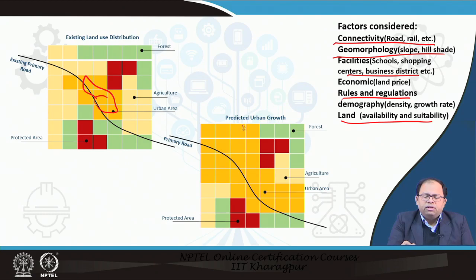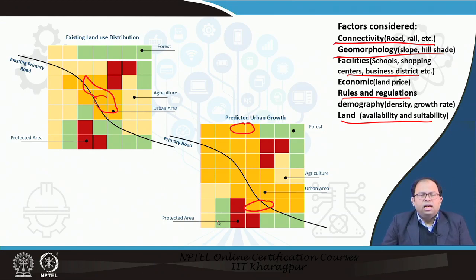So we see some amount of change happening over here, and some amount of change also happening over here, but still a lot of forest is retained, whereas most of the agricultural land is taken up, and more particularly those in proximity of a transportation corridor are taken up, whereas ones which are further away are still retained as agriculture. So this is how a CA model predicts the change in a particular urban land use.